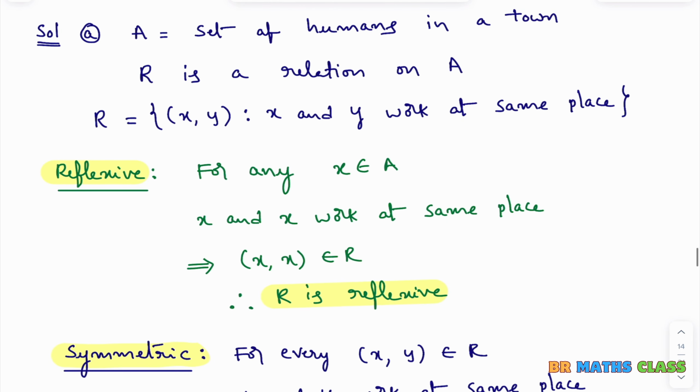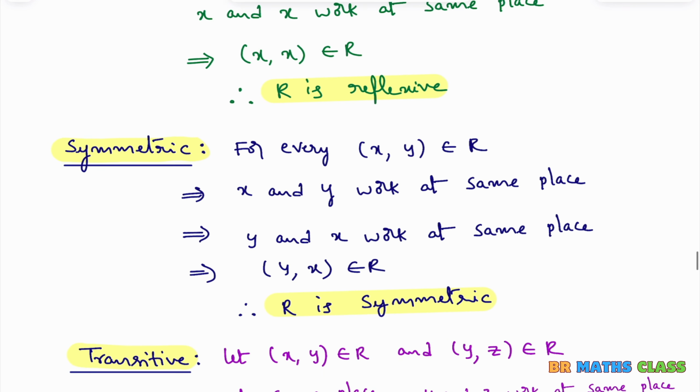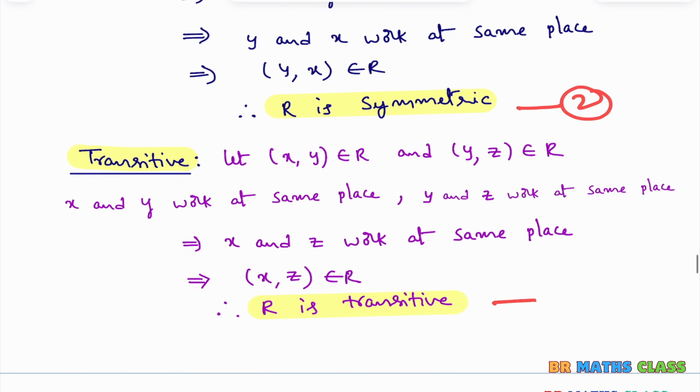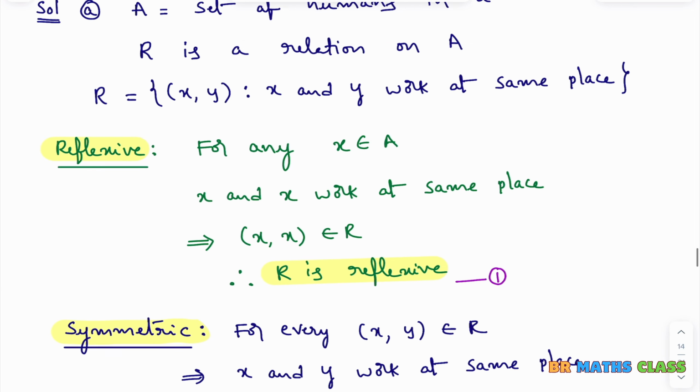So, if you observe this relation, x and y work at same place, this relation is reflexive, this relation is symmetric, this relation is transitive. What I'll do, this reflexive I'll take as 1, this symmetric I'll take as 2, this transitive I'll take as 3. From 1 to 3, we can say that the given relation R is an equivalence relation. What is an equivalence relation? If a relation is reflexive, symmetric, transitive, then we say that that relation is an equivalence relation. I hope you understand the solution of this A bit.